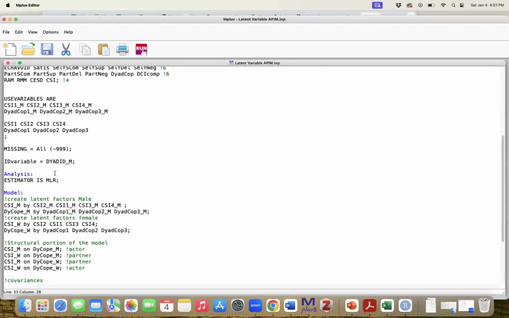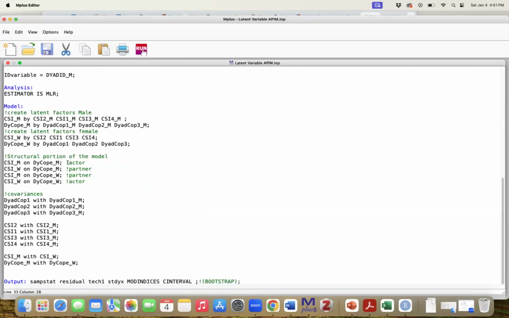So we'll kind of cancel out of that. And let's constrain the actor effects to be equal and just see what happens. And this will give us a 1 degree of freedom likelihood ratio test. All right. And so we can do that by just adding these labels at the end. You don't need a space, but you can have a space.